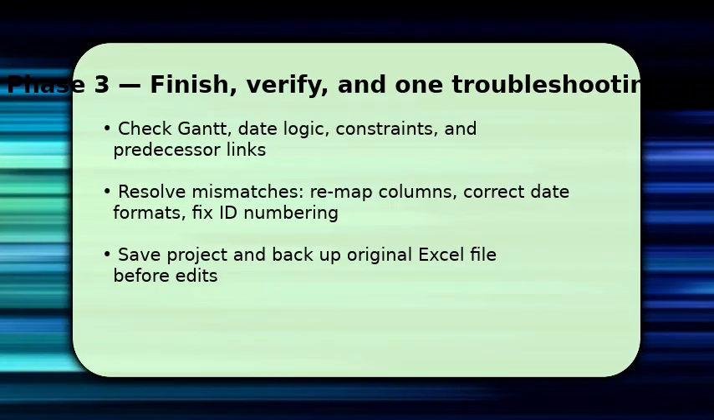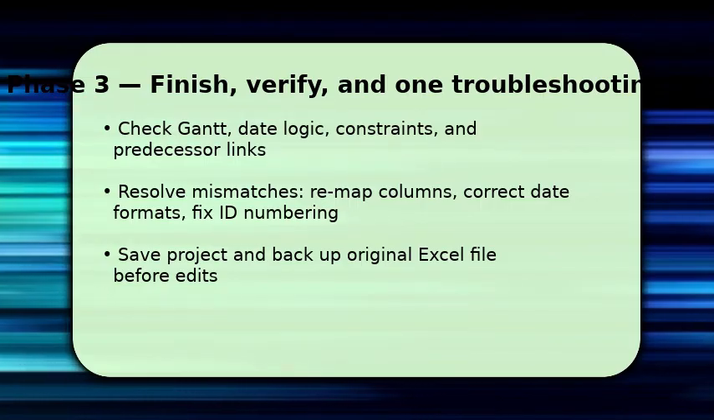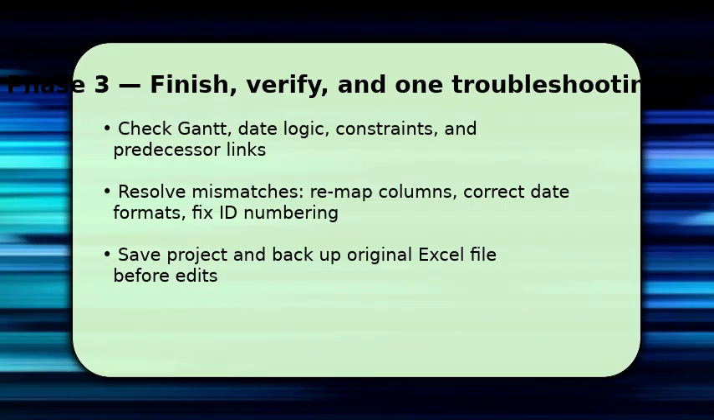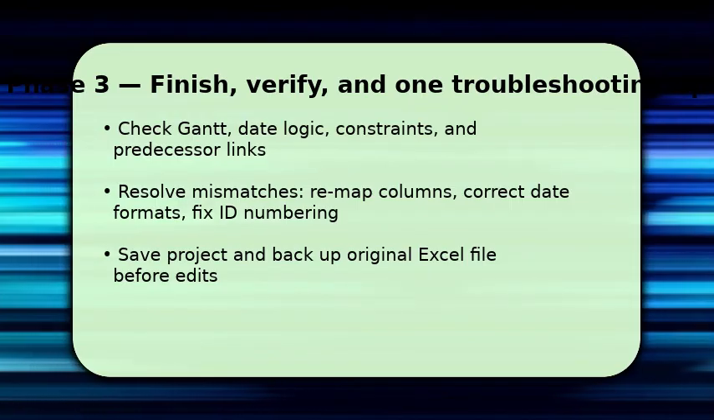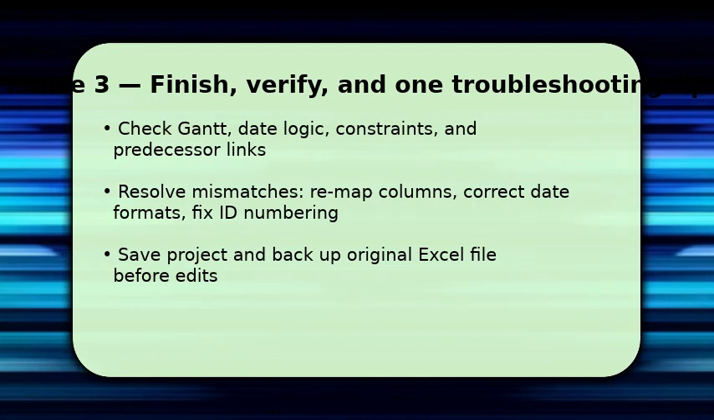If tasks show odd dates or missing links, reopen the map and correct field mappings, or convert Excel dates to a consistent format. Project is fussy about date serials. One key troubleshooting tip: if predecessors fail, ensure Excel uses Project Task ID or a consistent predecessor format. Then re-import only the corrected rows.